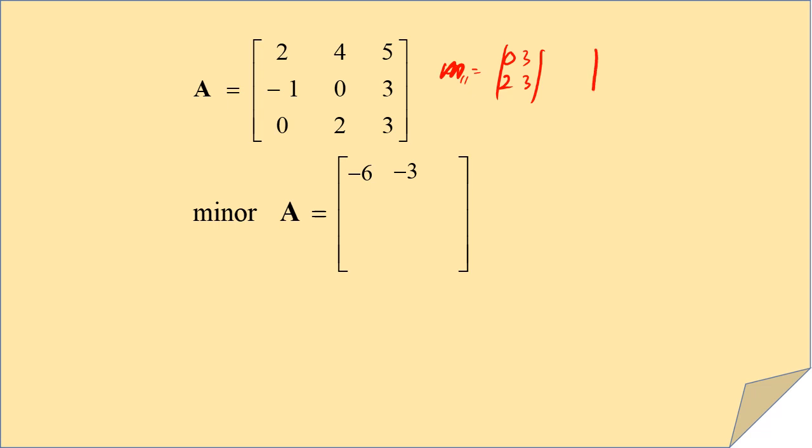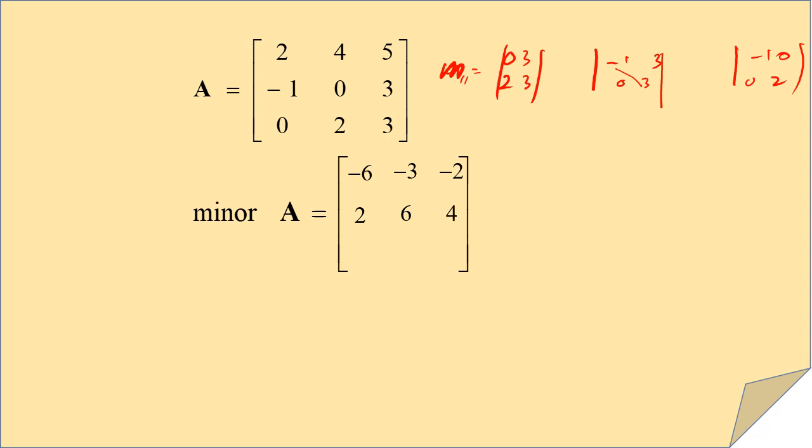So we have negative 1, 3, 0, 3. So negative 3. And then the next one is negative 1, 0, 0, 2. So it's negative 2. And continue. So 4, 5, 2, 3. So 12 minus 10 is 2. And then 2, 5, 0, 3. So 6. And then 2, 4, 0, 2 is 4.